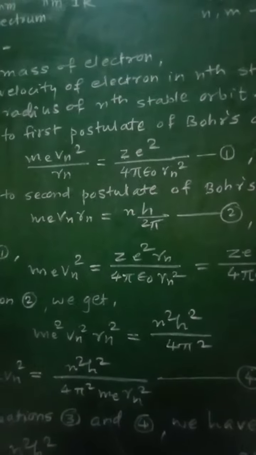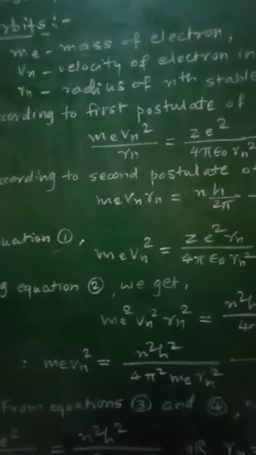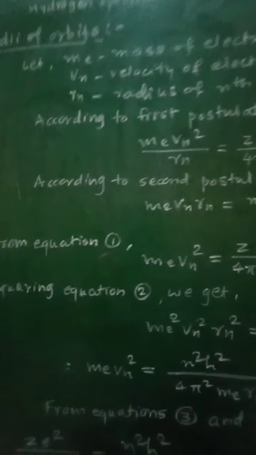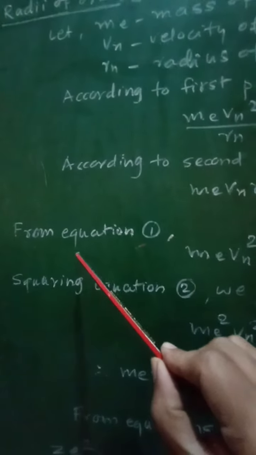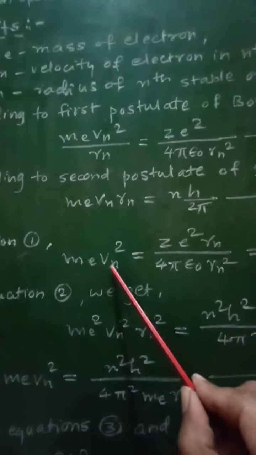So in this way we will get two equations from the two postulates of Bohr's atomic model. Now let us consider the first equation again. From this first equation we can write an equation for me Pn square.